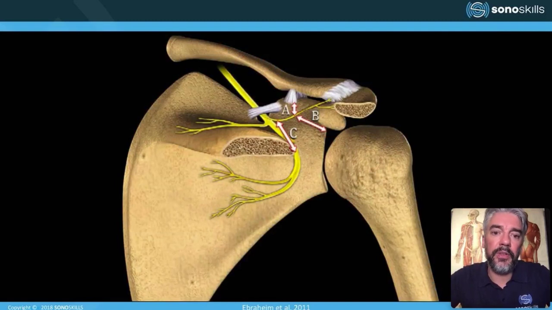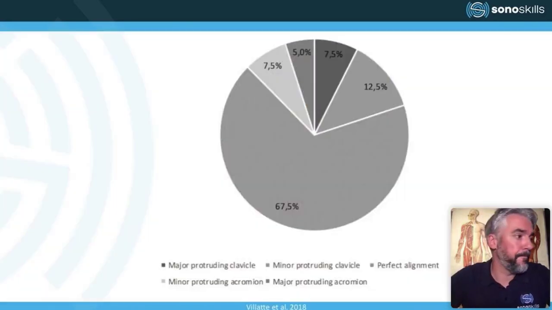The AC joint is supplied with nerves from the suprascapular nerve, meaning that if problems occur in the supraspinous notch, such as compression, this might also lead to pain distribution in this top of the shoulder, in this AC joint area.